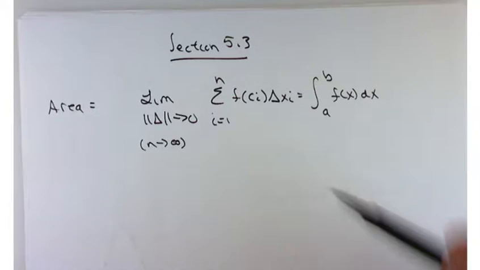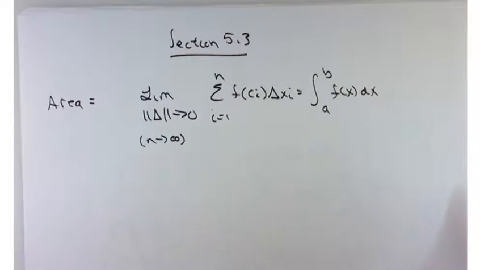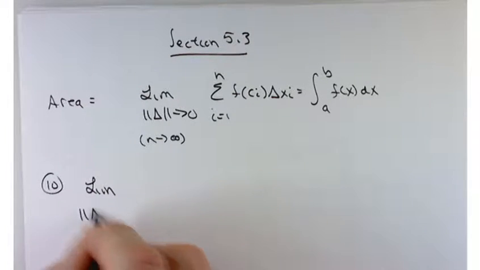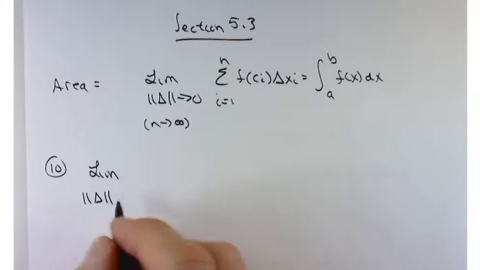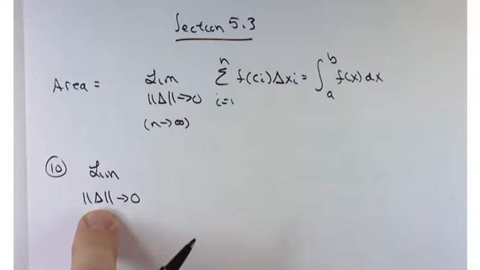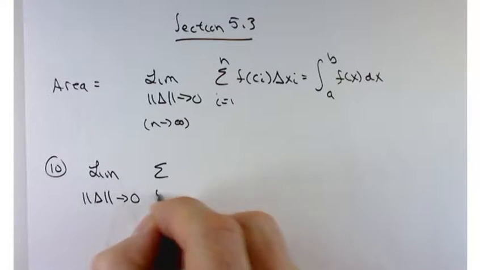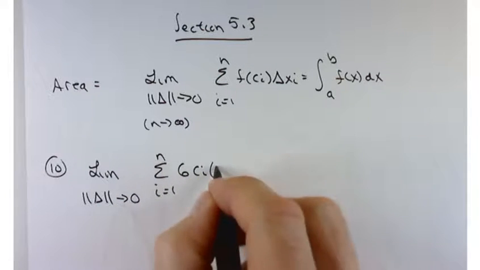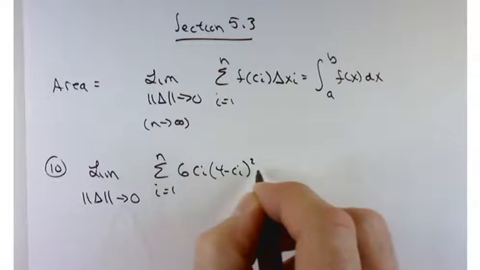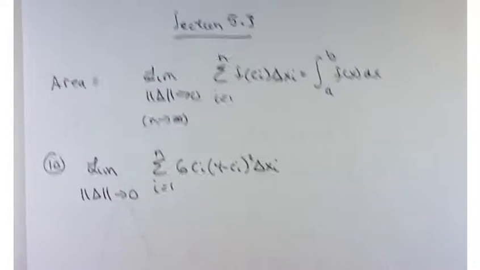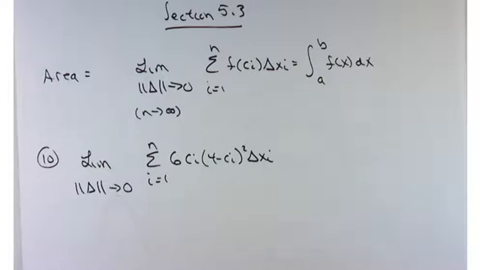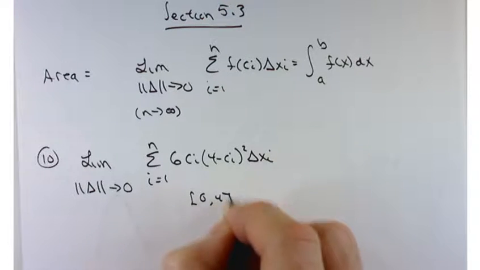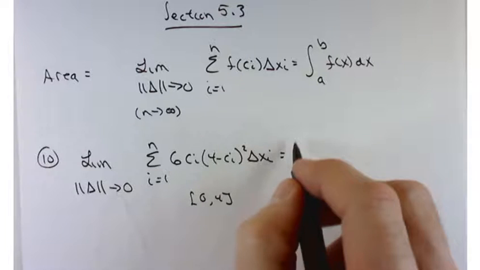With that definition then, let's look at a couple problems here, starting with problem number 10. The limit as the maximum length of our subintervals, as the norm of our partition goes to 0, of the sum from i equals 1 to n of 6 times c sub i times 4 minus c sub i squared times delta x sub i. That limit, taken over the interval from 0 to 4, can be represented with a nice definite integral.